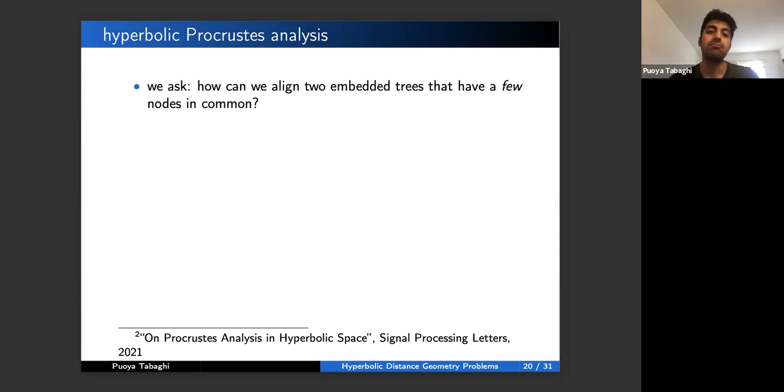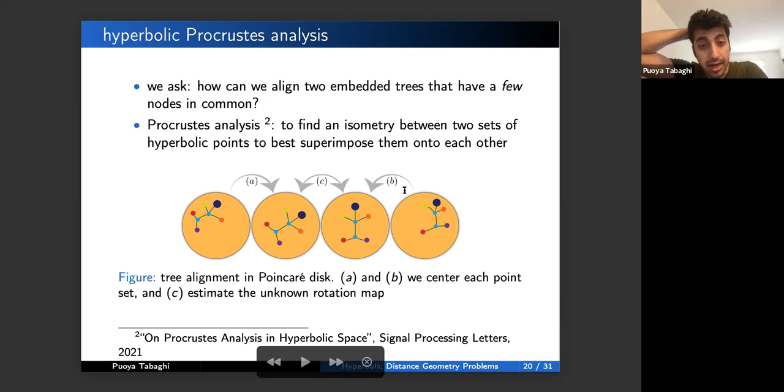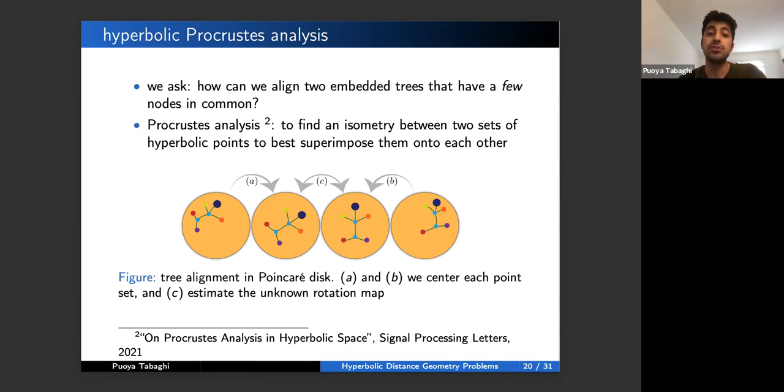So here we ask the exact same question. Well, we have this tree language. How can we align two embedded trees that have few nodes in common? Aligning means finding an isometry, or distance-preserving map, that best superimposes these two structures together. So the answer is Procrustes analysis, and we just had a paper accepted in Signal Processing Letters on it. The idea is to find an isometry between two sets in hyperbolic space that best superimposes them together.